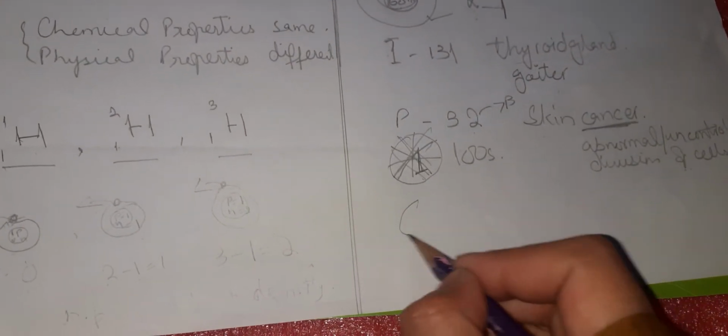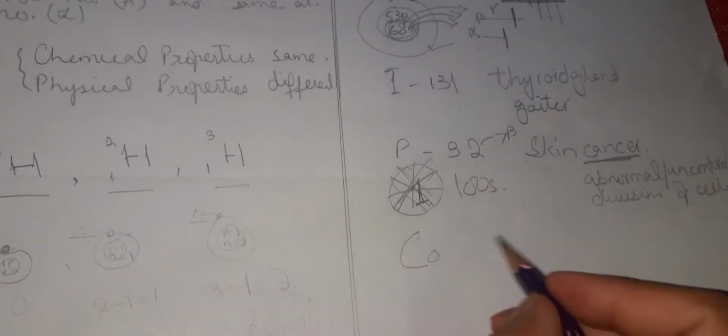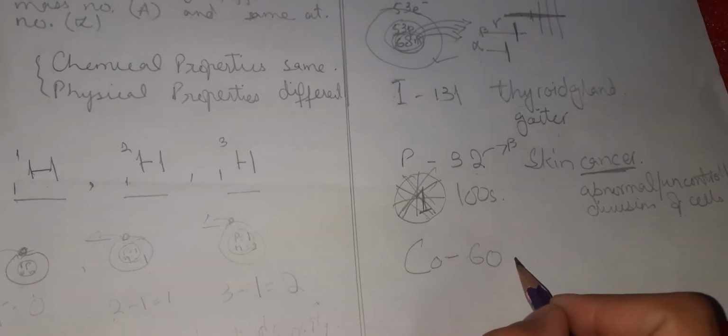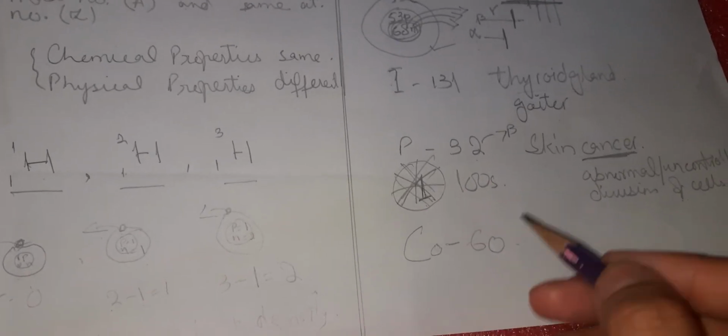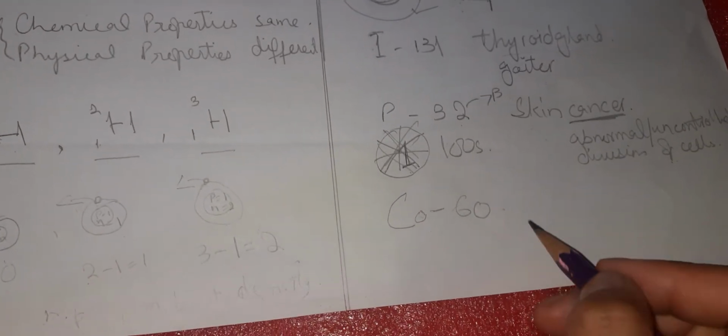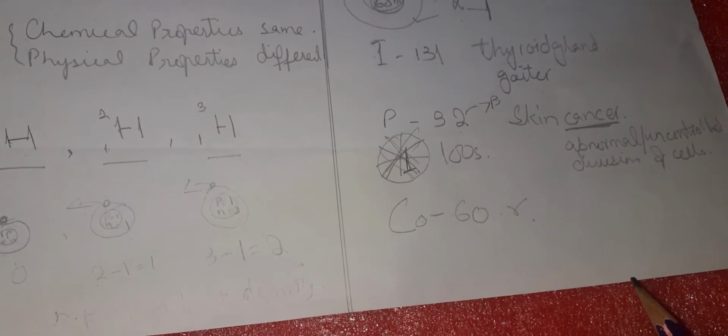Other than that, for other cancers, doctors use cobalt. But which isotope of cobalt? Cobalt 60 is used for those cancers because it emits gamma radiations, and gamma radiations have much more penetrating power, right? The second application of radioisotopes is that they are used as tracers.